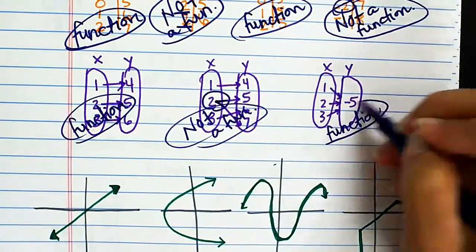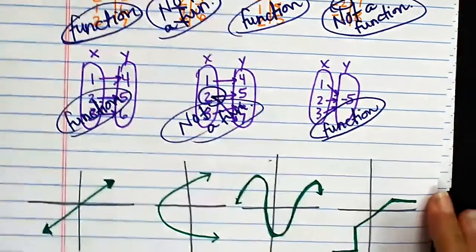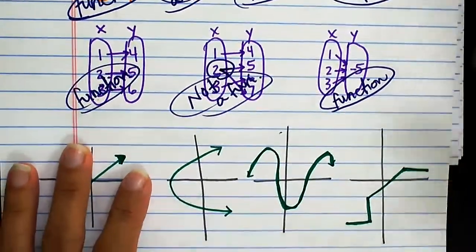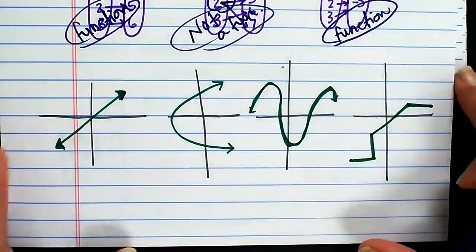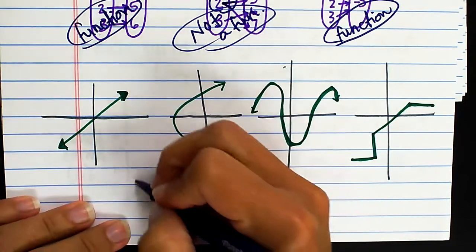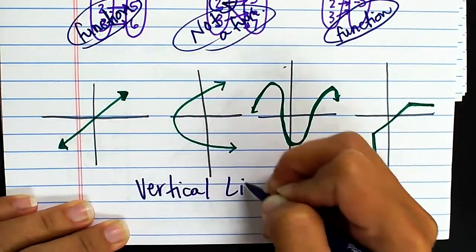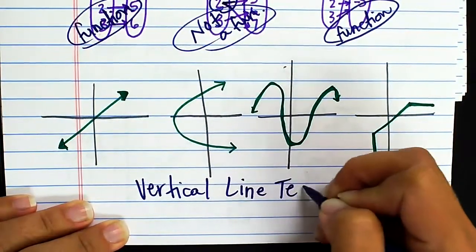So again, we're checking, do the x's repeat? And with a table and a mapping diagram, that's pretty straightforward. I mean, we're looking at the numbers. We're checking to see if they repeat. With a graph, it's not quite as straightforward, but good news, we have a method that we can use that works very well. The method is called the vertical line test.